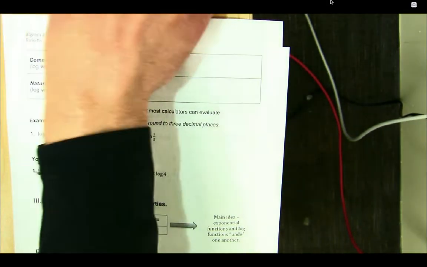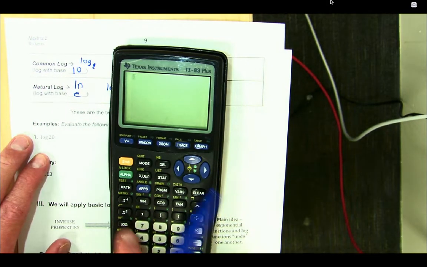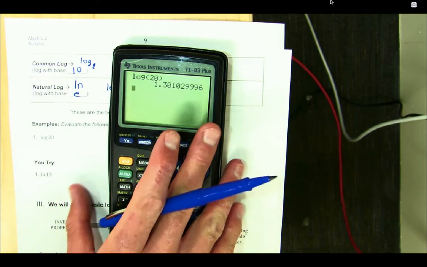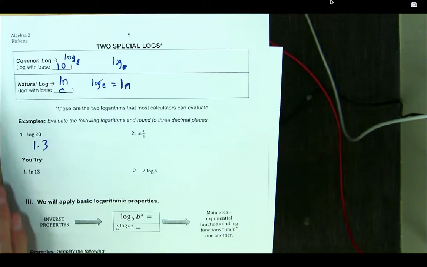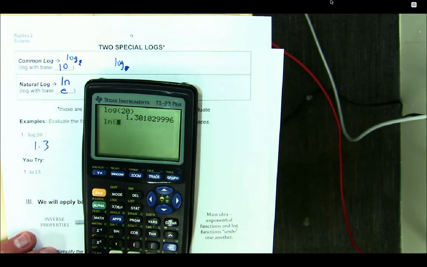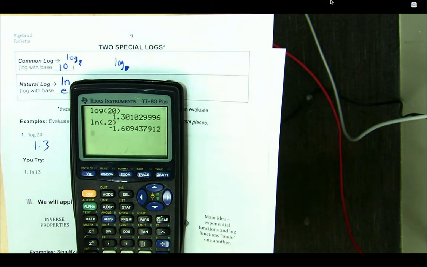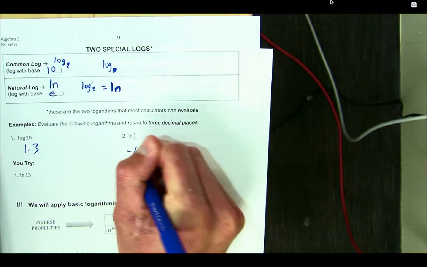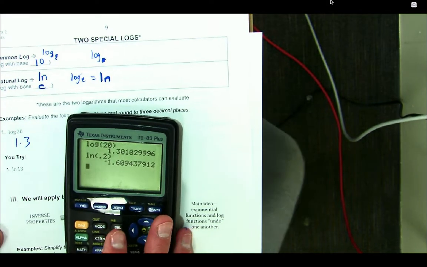Right. And your calculator can do these pretty easily. All right, log of 20, that's just log of 20. All right, log of 20 is 1.3. Okay. Natural log of 1/5, well, 1/5 is 0.2. Natural log of 0.2 is negative 1.6. Okay, so you can just punch those in on your calculator.